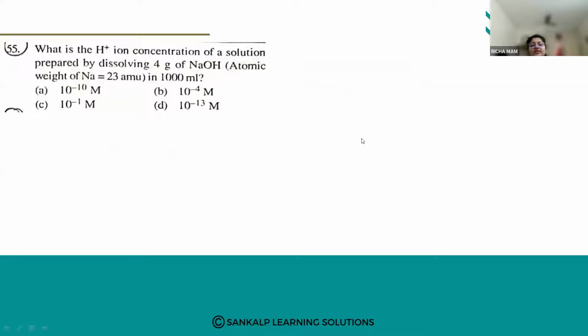What is the H plus concentration of a solution prepared by dissolving 4 grams of NaOH? Atomic weight of sodium is 23, in 1000 ml. So how do you calculate the number of moles? First, you have to calculate the number of moles. Number of moles is what? Given weight upon the molecular weight.